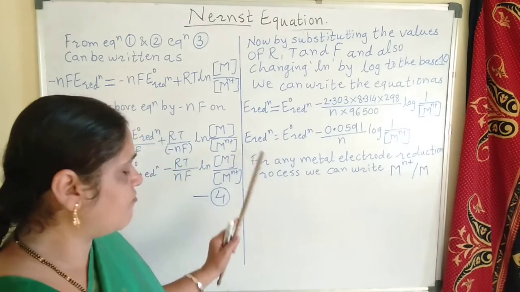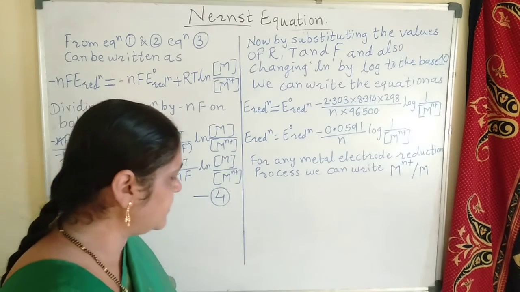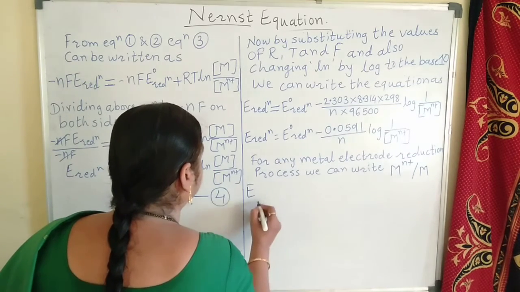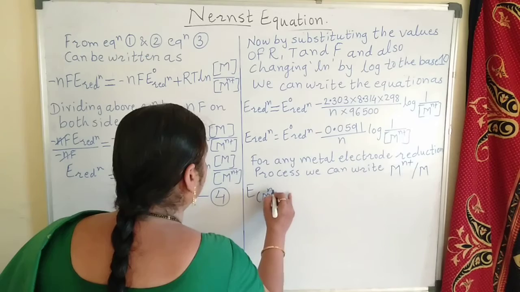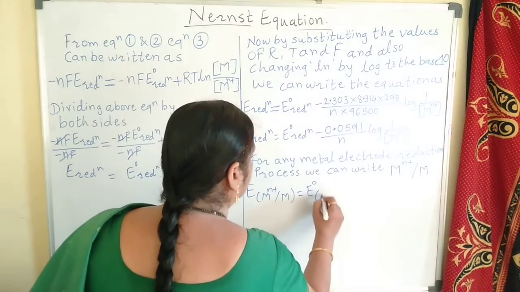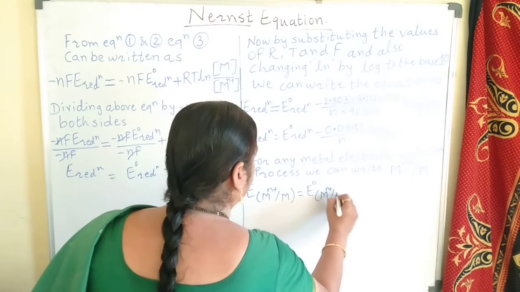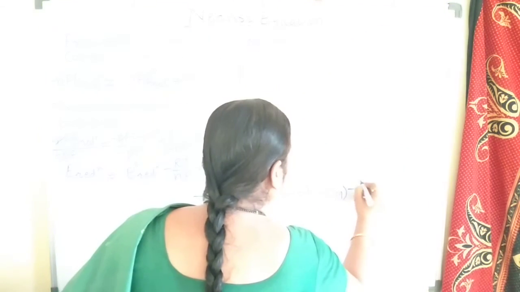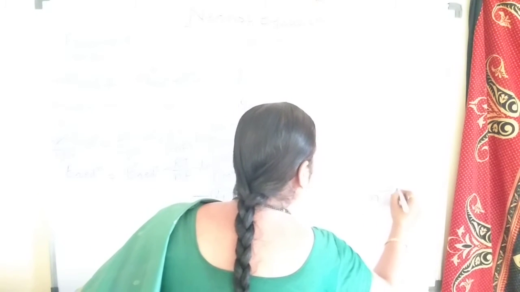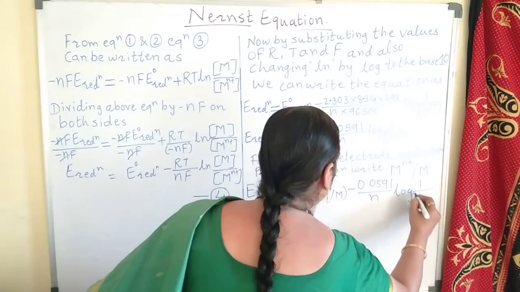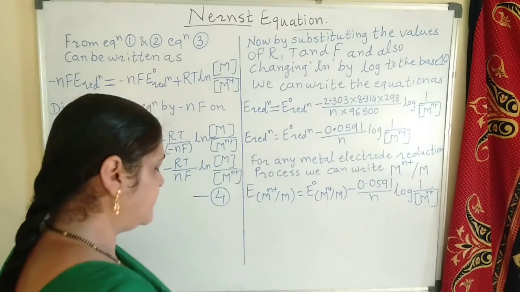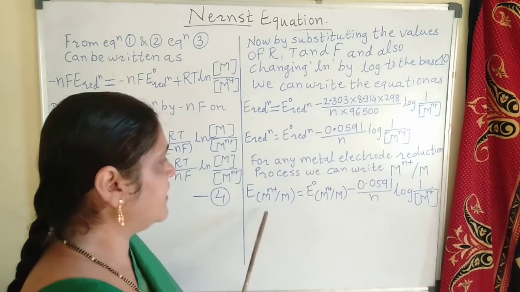So if we want to apply this equation for any metal electrode, then instead of the word reduction, you can write it this way: E of Mn+ oblique M is equal to E naught of Mn+ oblique M minus 0.0591 upon n into the log of 1 upon Mn+. So this equation is the Nernst equation applicable for any electrode.